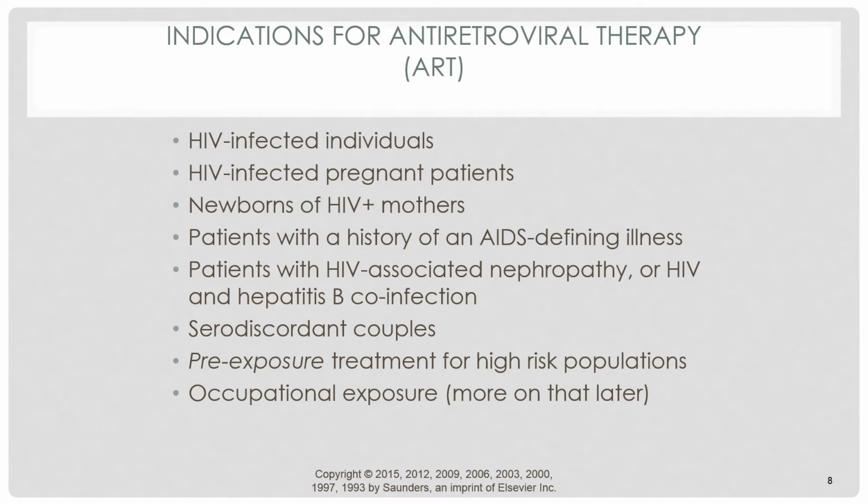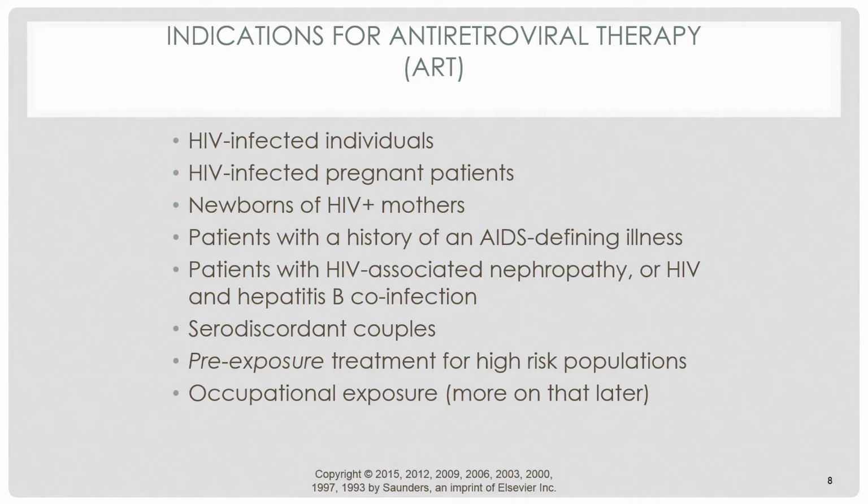Maybe we're somewhere where we can't get a viral count or confirm the test, but they have something called an AIDS-defining illness. In an end case scenario, where they can't be tested, but they have an AIDS-defining illness like Kaposi sarcoma, we may give them antiretroviral therapy. Okay. Patients with HIV-associated nephropathy, hepatitis co-infection, serodiscordant couples. I've had students ask me about this. What the heck is that? Means that you have one person who's tested positive for HIV and the other partner is negative. So, and we want to keep it that way, right?